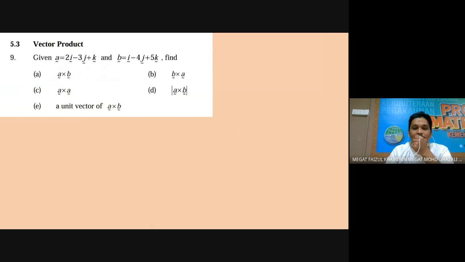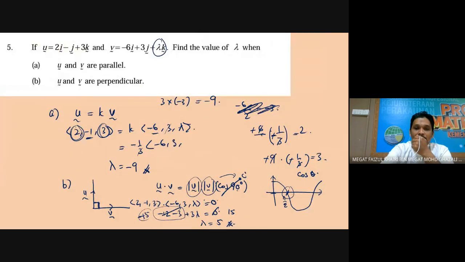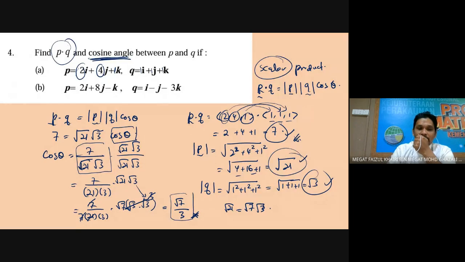Okay, now vector product class. If you look at this, scalar product or dot product, so vector of P dot vector of Q, the result is scalar. And also this one, you will get one value. One value is not a new vector. So that's why we call it a scalar product, scalar.